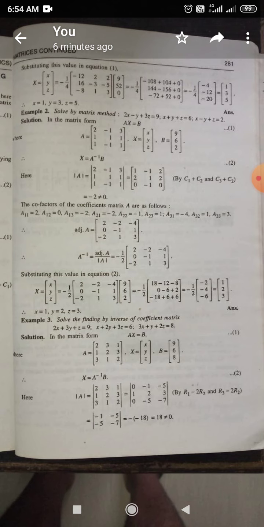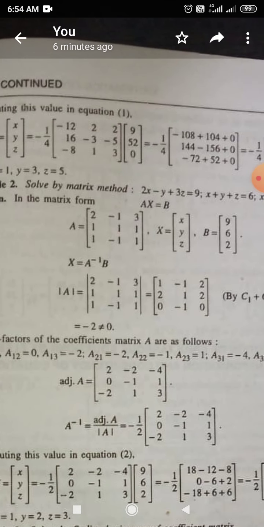Now we have to find X is equal to A inverse into B. So A inverse is multiplied with B. B is 9, 52, 0. So multiplying this, minus 12 is multiplied with 9, 2 with 52, and again 2 with 0. It is this value in the first place. Similarly, 16 into 9, minus 3 into 52, minus 5 into 0, it is in the second place. And minus 8 into 9, 1 into 52, 3 into 0, it is the third place.